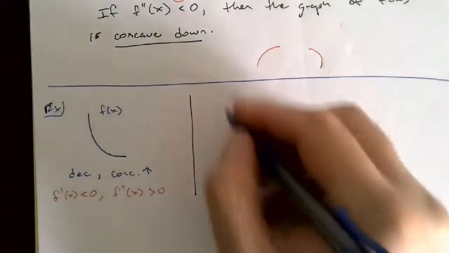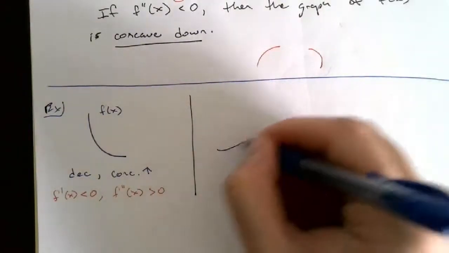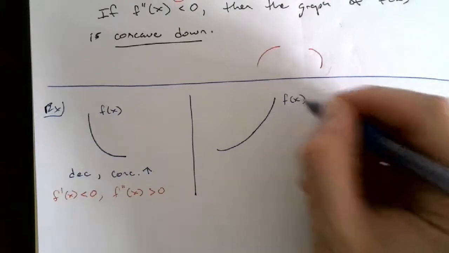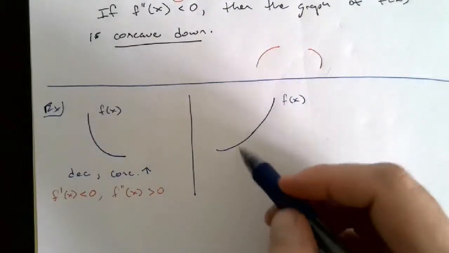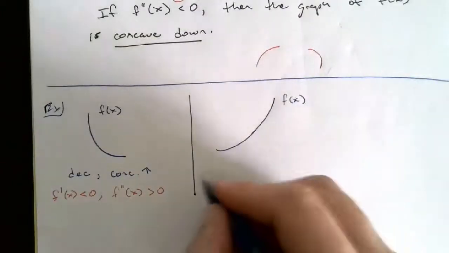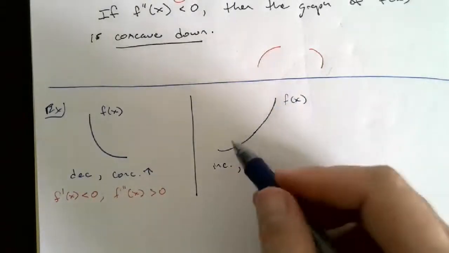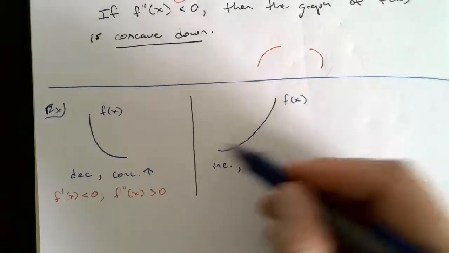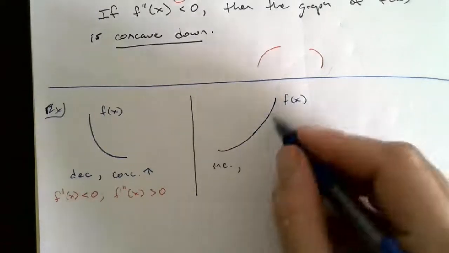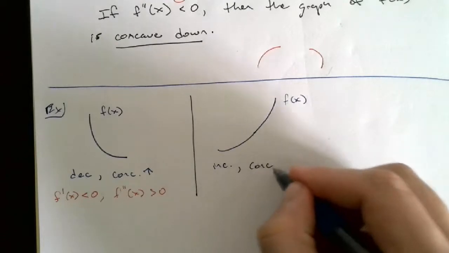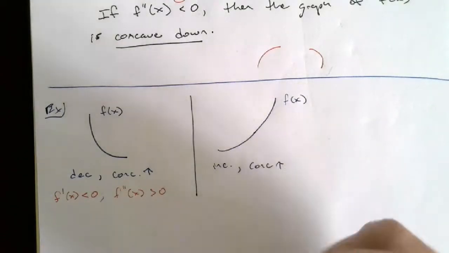If I did a graph that looked like this, all right, so this is f of x. And let's just talk about it. Is it increasing or decreasing? Well, it's moving upward from left to right, so we know it's increasing. And is this concave up or concave down? Well, it's concave up because it can hold water. It bends, so it's able to fill up. So this is concave up.